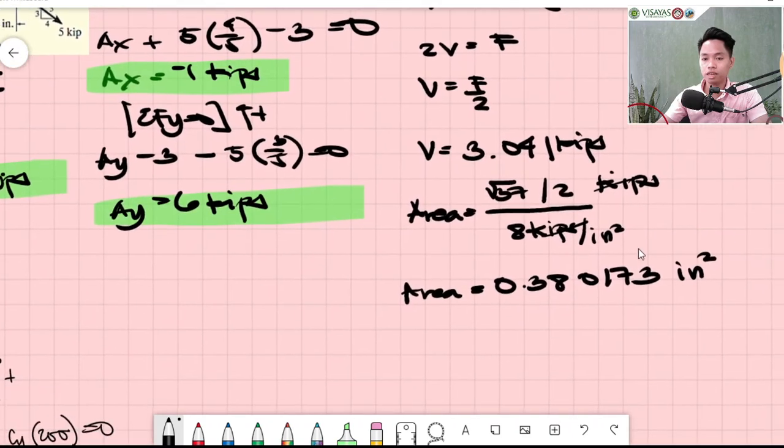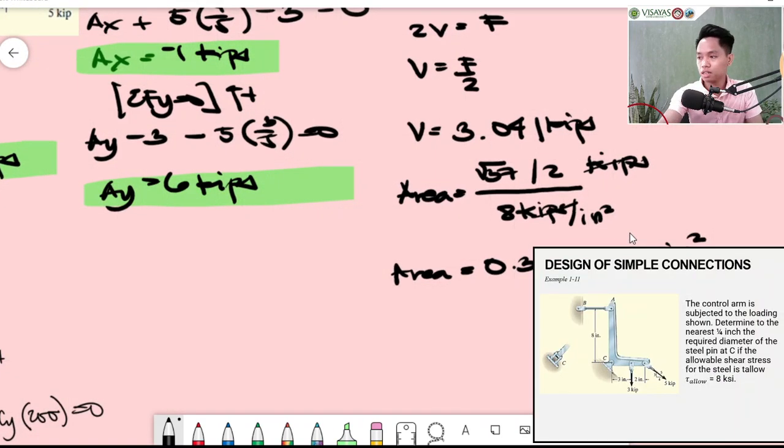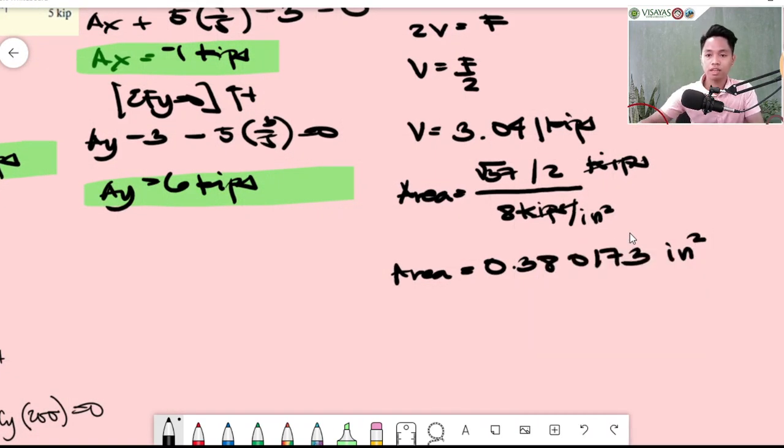Okay. So, we have the area, therefore, the question is the diameter. Required diameter. Since this is a circle, we know that the area of a circle is equal to 0.25 pi d squared. And that is equal to 0.38.